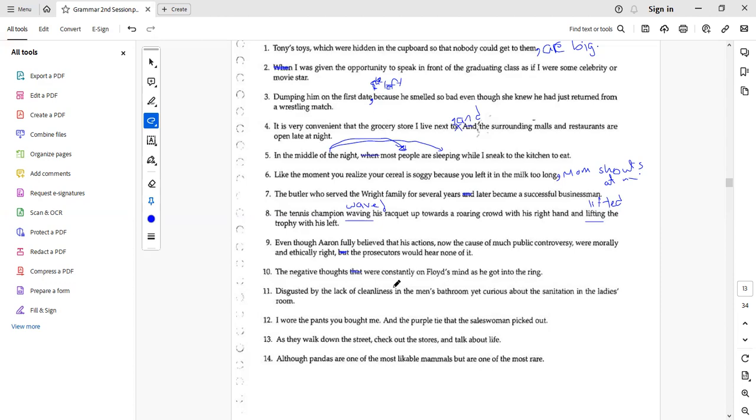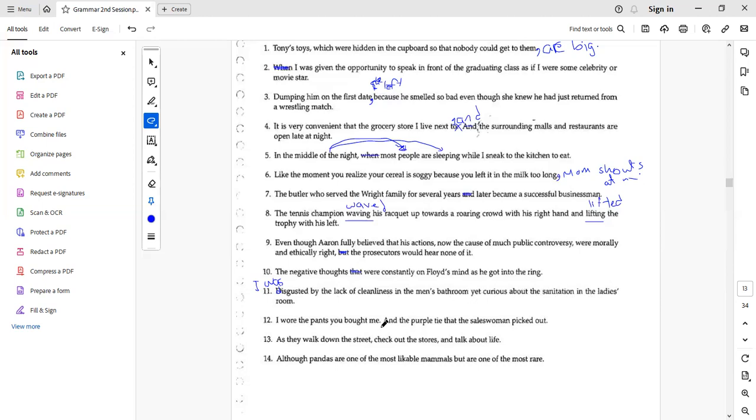Number 11, Myrna. Disgusted by the lack of cleanliness in the men's bathroom, yet curious about the sanitation in the ladies' room. There is a problem here. What are you going to do, Myrna? She said put a comma, yet I. No, wrong. I can't put it with the modifier. The modifier, fanboys. Yet is a fanboy now. Perfect. I was disgusted by the lack of cleanliness in the men's bathroom, yet curious. But here we should put a comma? No, here it is not a complete sentence. Okay. Yet curious about the sanitation in the ladies' room, because there is no subject and verb here, so it's right.